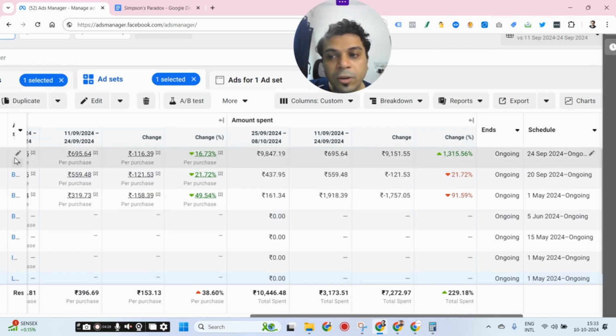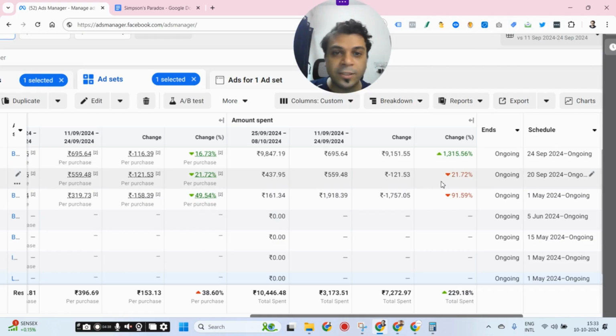Now we look at one of the ad sets and we can start seeing the reason why. This particular ad set, for instance, has a more than 1,300% increase. It's a new ad set, as you can guess. It just started running, and it has a massive increase compared to the previous period in terms of the amount spent.